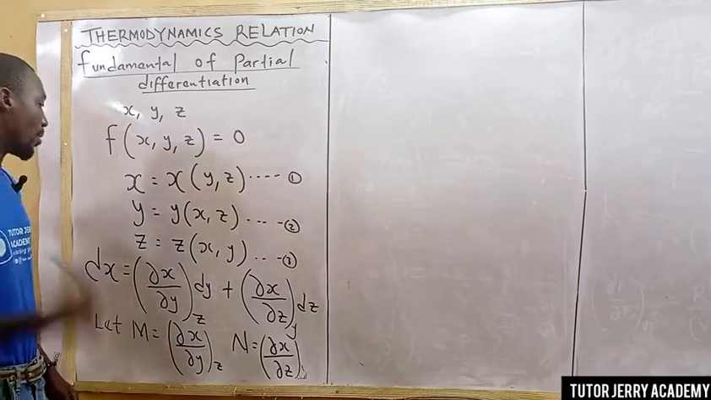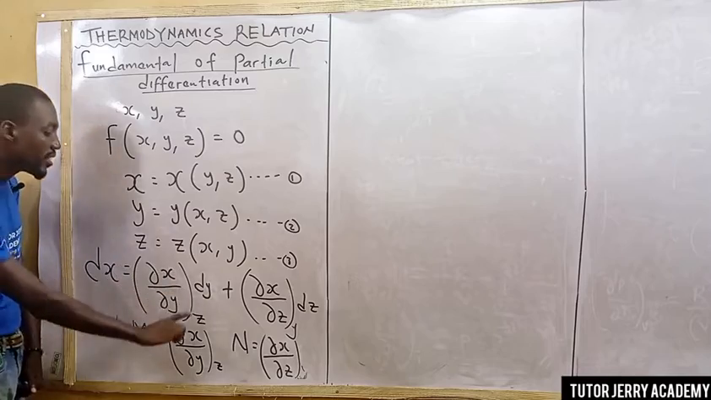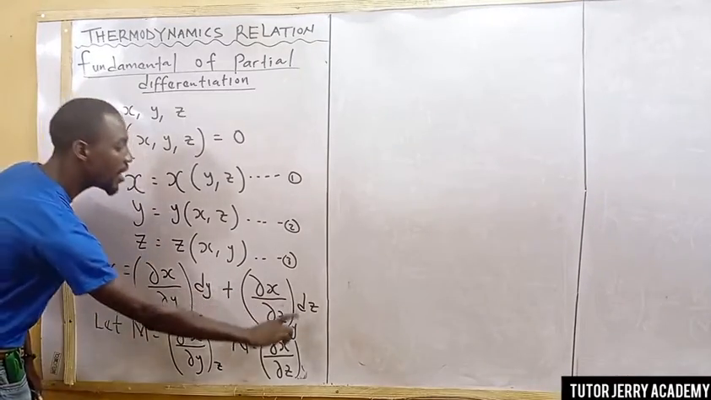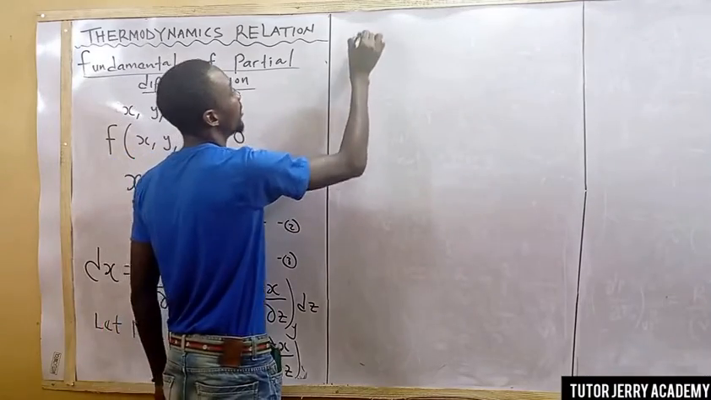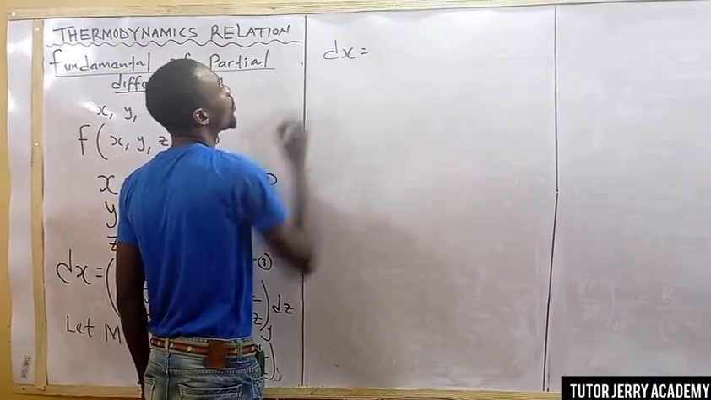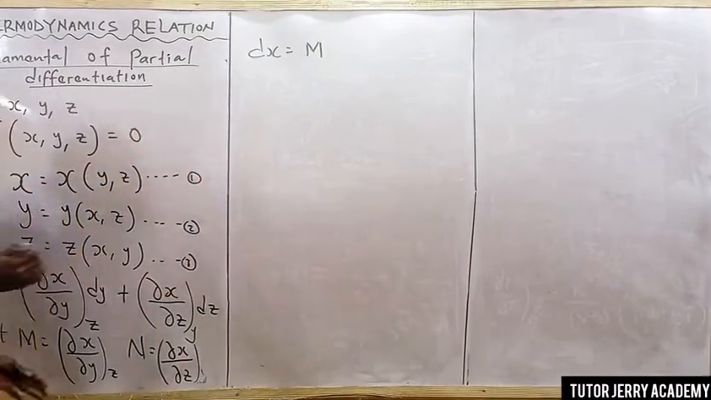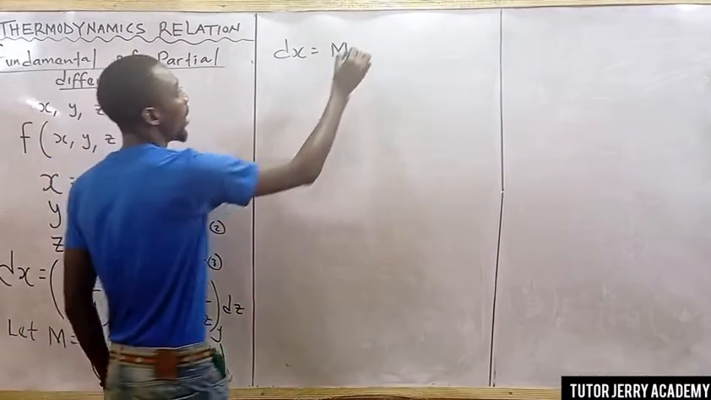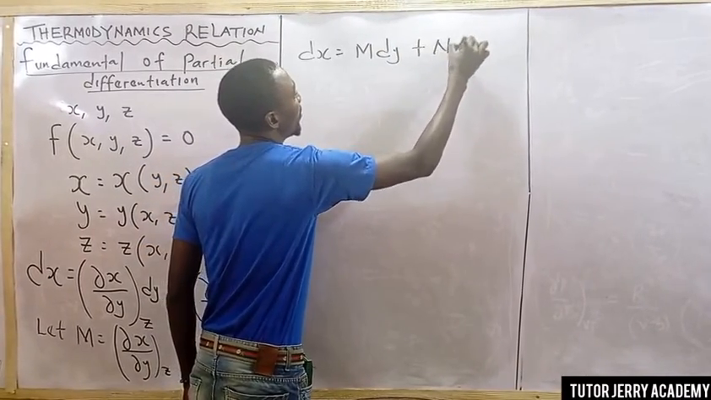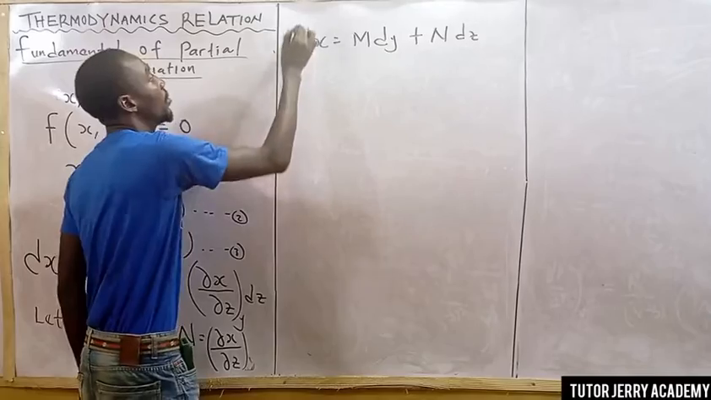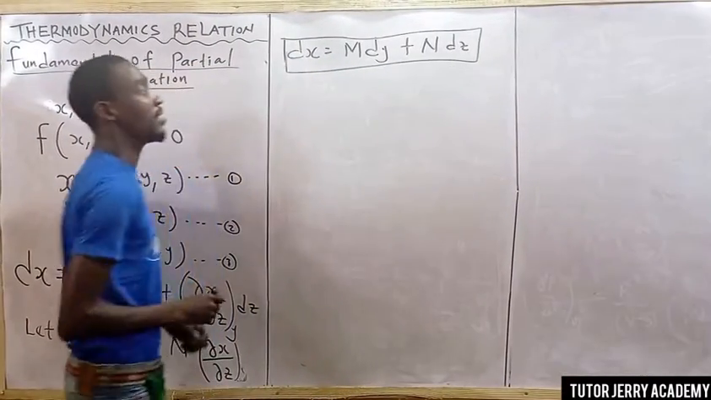All right. So now, the next thing we are going to do is, if we replace what is here with M and what is here with N, we can therefore rewrite this equation as dx equal to M dy plus N dz. All right, so let's keep this equation.